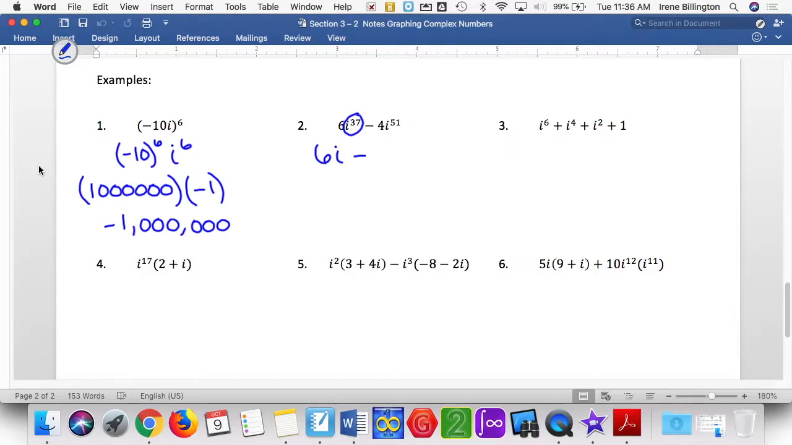Next, we're going to simplify i to the 51st. So take 51 and divide it by 4. What do you get? 12.75. And if your decimal is 0.75, i to the 51st is equivalent to -i.